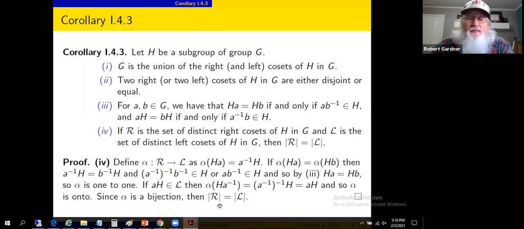The cardinality of the collection of right cosets is the same as the cardinality of the collection of left cosets.